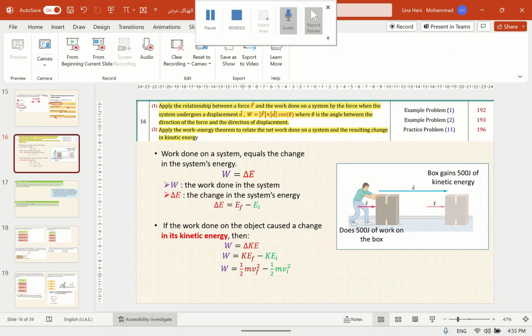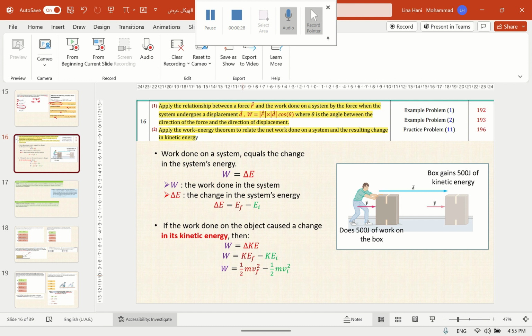Question 16. Apply the relationship between a force F and the work done on a system by the force when the system undergoes a displacement D. Work equals F d cosine theta, where theta is the angle between the direction of the force and the direction of the displacement. Mention example problem 1 and example problem 2.